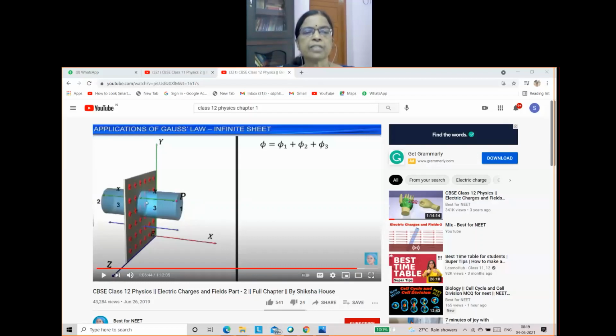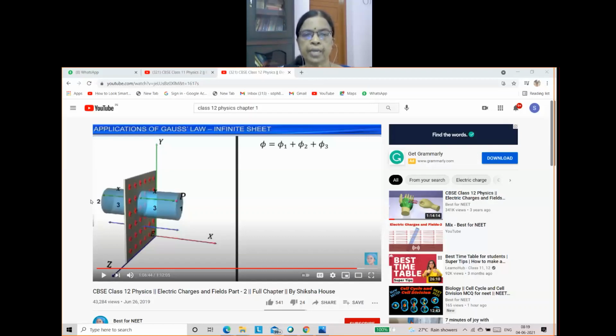What about flux 3, children? What is the flux passing through the curved surface? The normal will be like this and the electric field will be like this. What is the angle? For a curved surface, the angle will be 90. What will be the flux then? E dS cos 90, and cos 90 is 0. So the flux through the curved surface will be 0.